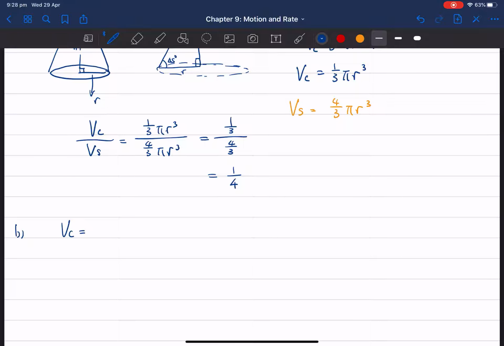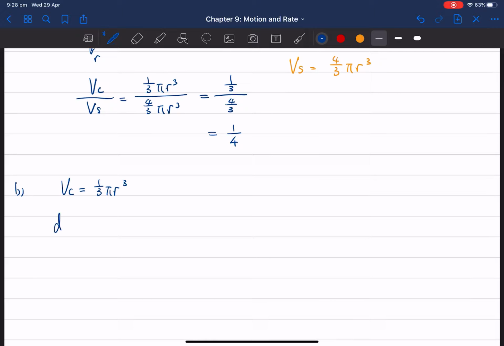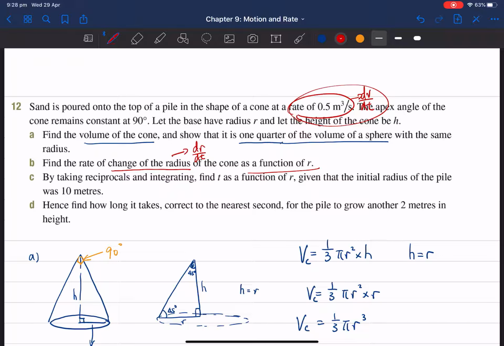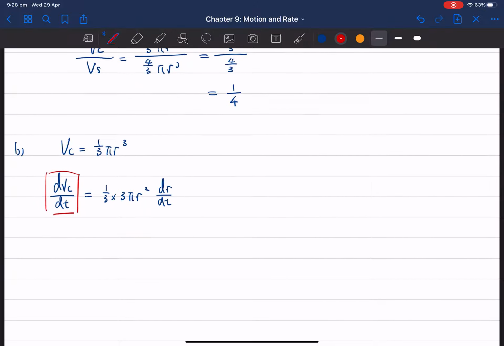VC is equal to 1/3 of pi r cubed. If I want to work out dVc over dt, the change in volume of a cone over change in time, when you differentiate that, it becomes 1/3 times 3 pi r squared dr over dt. Now what is dV over dt? According to the question previously, it's equal to 0.5, so we can do a substitution.